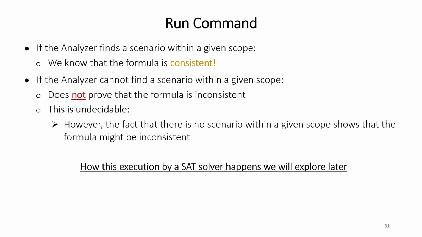And then if it says, well, I can't find an example with, let's say, scope 3, it could be that there is an example with scope 5, but we don't know yet. So we would have to try larger scopes if we really want to find an example. Because in general, again, the logic of Alloy without the bounds is undecidable. And with the bounds, it becomes decidable because with the bounds, we can use a SAT solver and this will give us a yes or no answer. So due to the bounds, we're making this problem decidable.